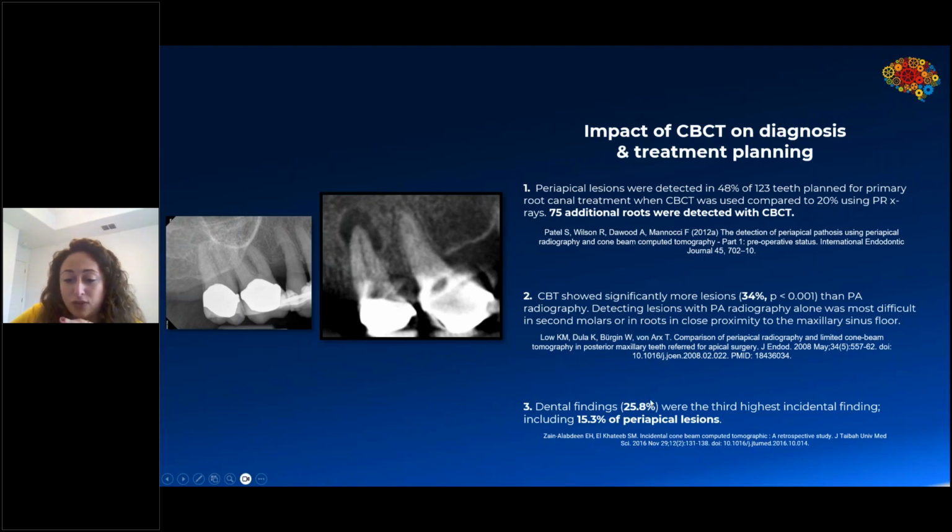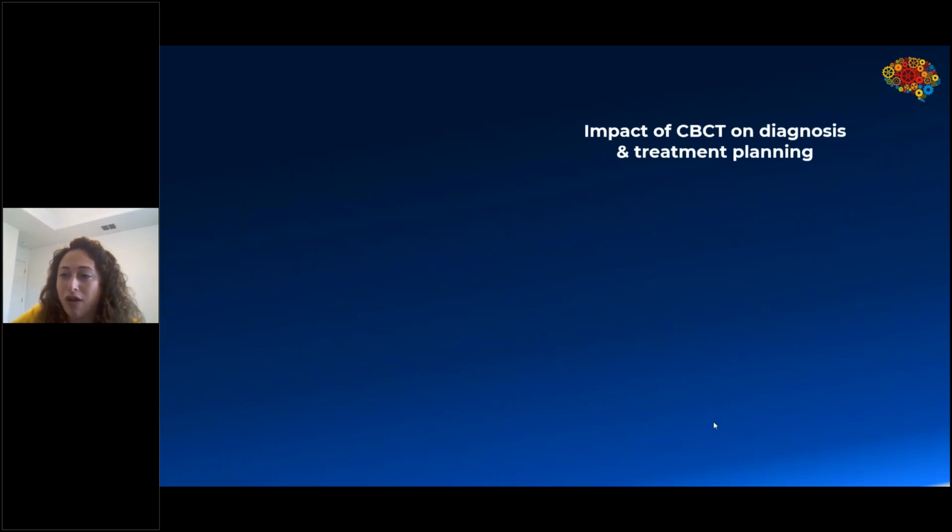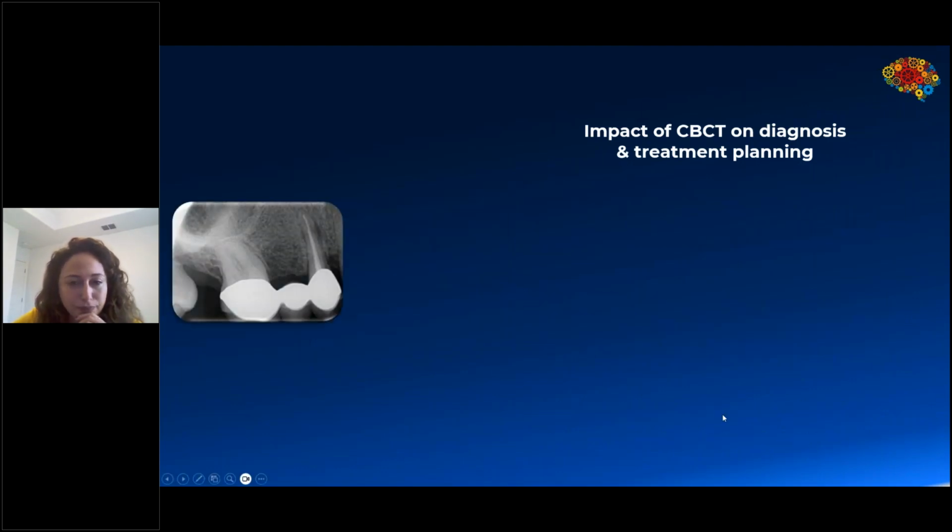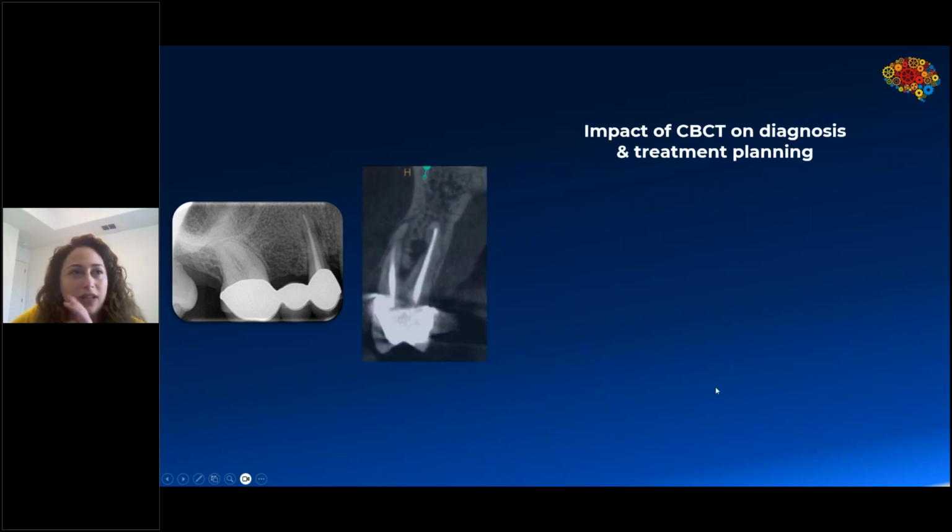The third paper that talked about periapical lesions was an incidental paper that focused on incidental findings on CBCT scan. And periapical lesions were the third most common incidental findings. So I think it's just as important to recognize the importance of cone beam when it comes to treatment. And this is a very quick snapshot of what you probably see the whole time.